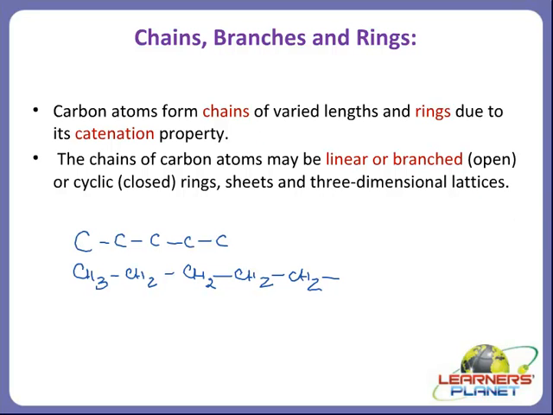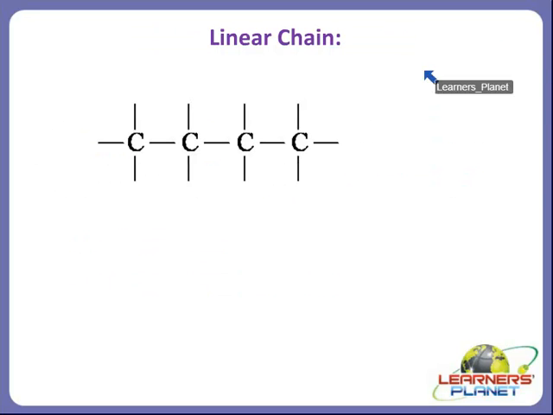Why does it have the catenation property? Because of its small size. The covalent bonds between carbon atoms are stable. Now the chains of carbon atoms may be linear or branched or cyclic or sheets and also three-dimensional lattices. Now let's see the different types of chains this carbon atom is forming.